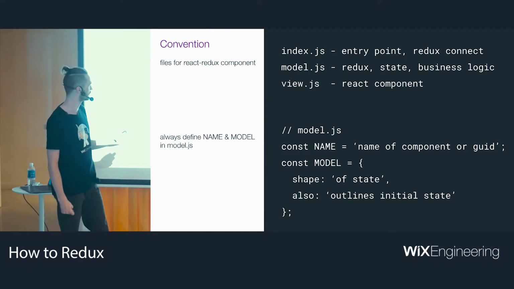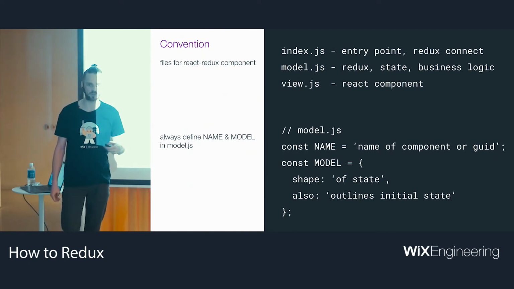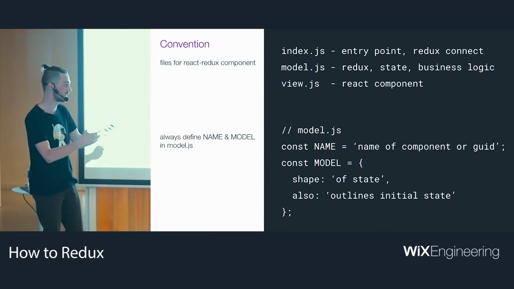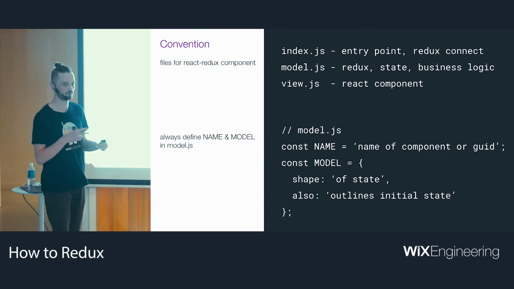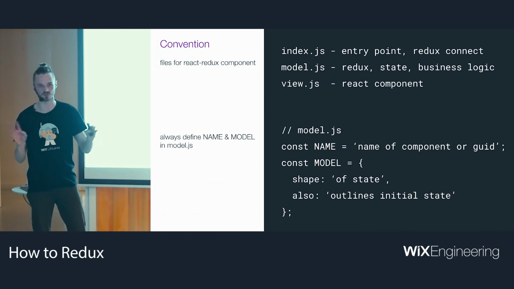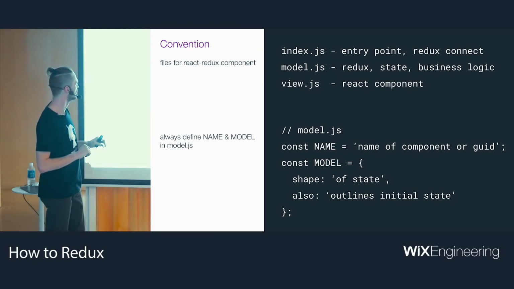The convention of what we use at Wix is that, at least when I code Redux stuff, I always have two things in the Redux file, or model.js. Okay, I'll just call it model.js. It's going to be shorter. So I have two things.